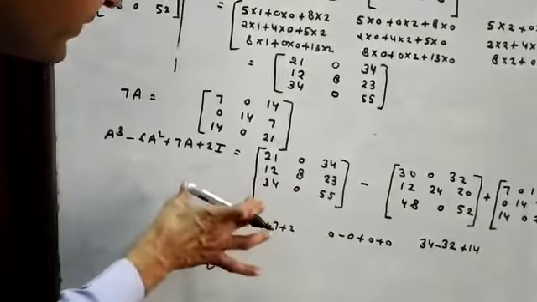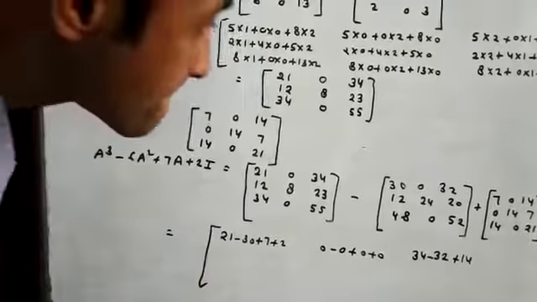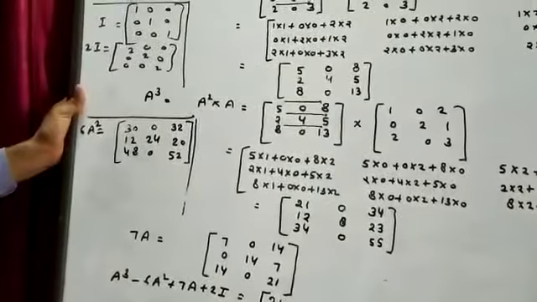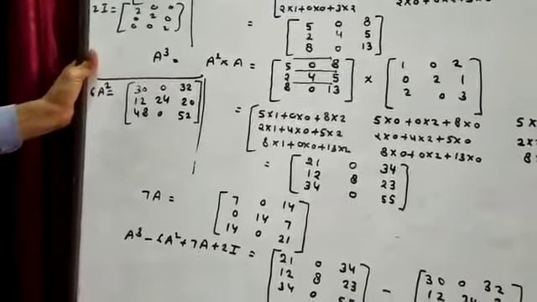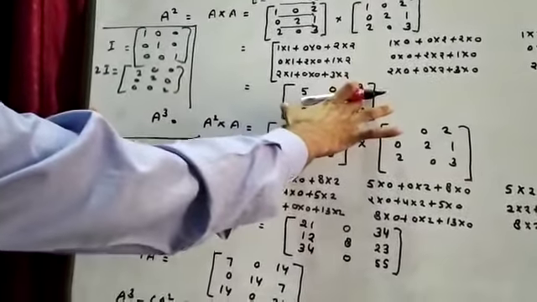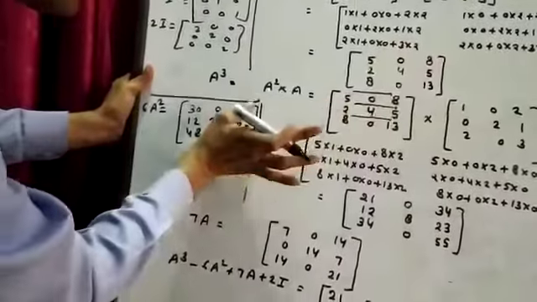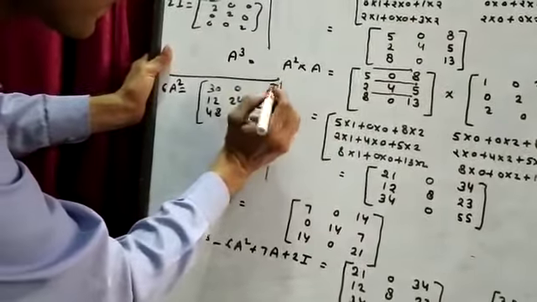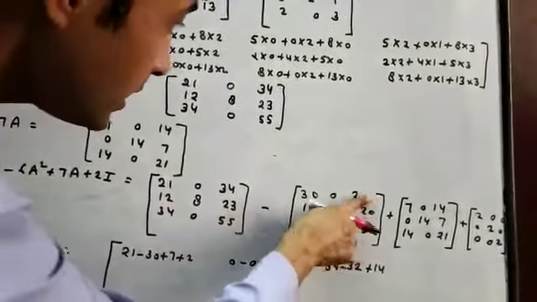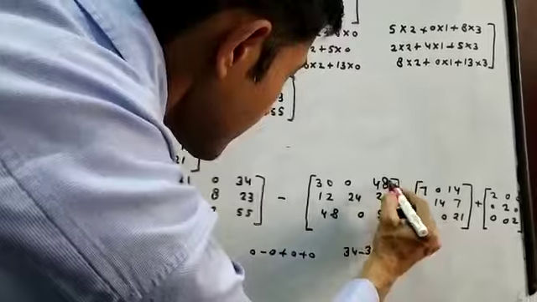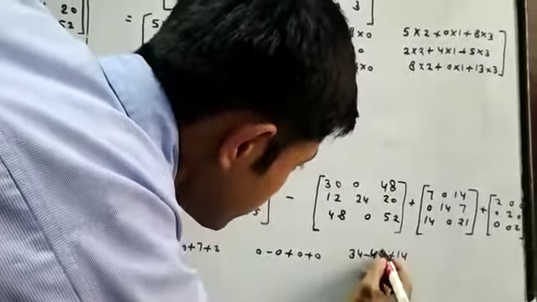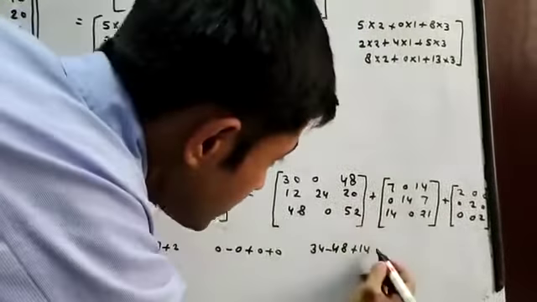A square. I think there is something wrong. A square is this matrix, no? So 6A square, 8 6 48. So 6A square is 48. Now 34 minus 48 plus 14 plus 0.